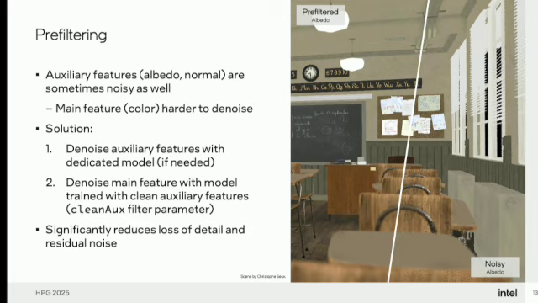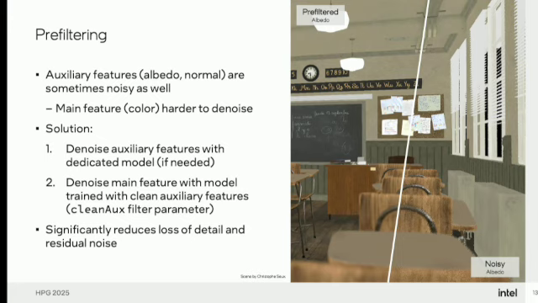To get the best possible quality, OpenImage Denoise introduced a technique called pre-filtering, which I mentioned before, which can help a lot when not just the color buffer, but also the auxiliary features are noisy as well. This typically happens for lower sample counts, but it's not uncommon for relatively high sample counts either, especially if there's depth of field or motion blur in the image.